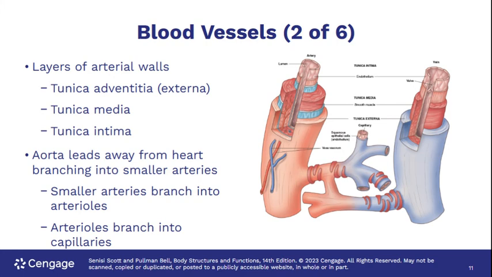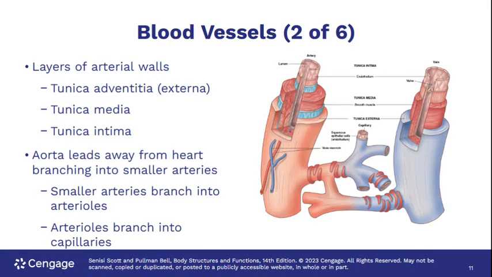And so that's the outer one. The middle one, the tunica media, consists of muscle cells arranged in a circular pattern. They're arranged in a circular pattern so they can dilate or constrict.